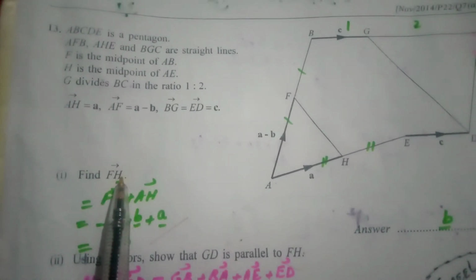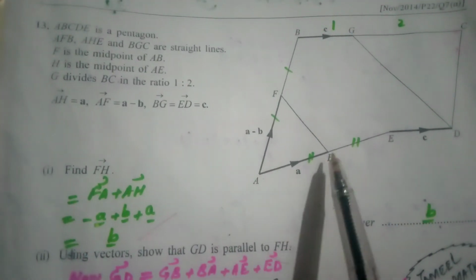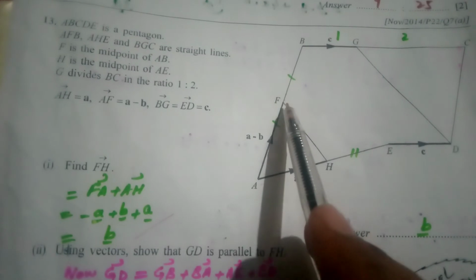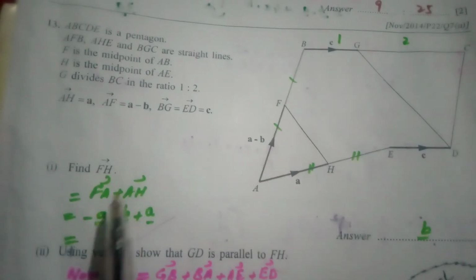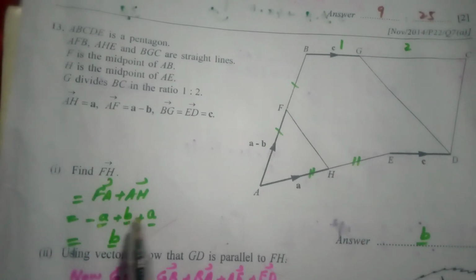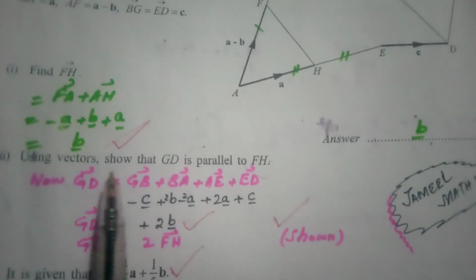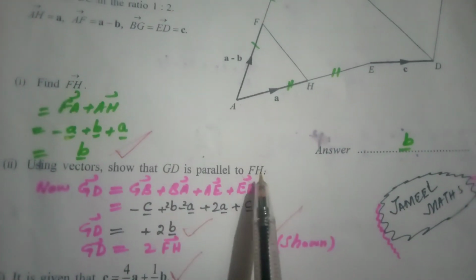Now we have to find out FH. Using the triangular law, FH is FA plus AH. Because we are using the opposite direction, the sign will be changed here, negative A plus B plus A. So that will give you B. Next one is, using vectors show that GD is parallel to FH.